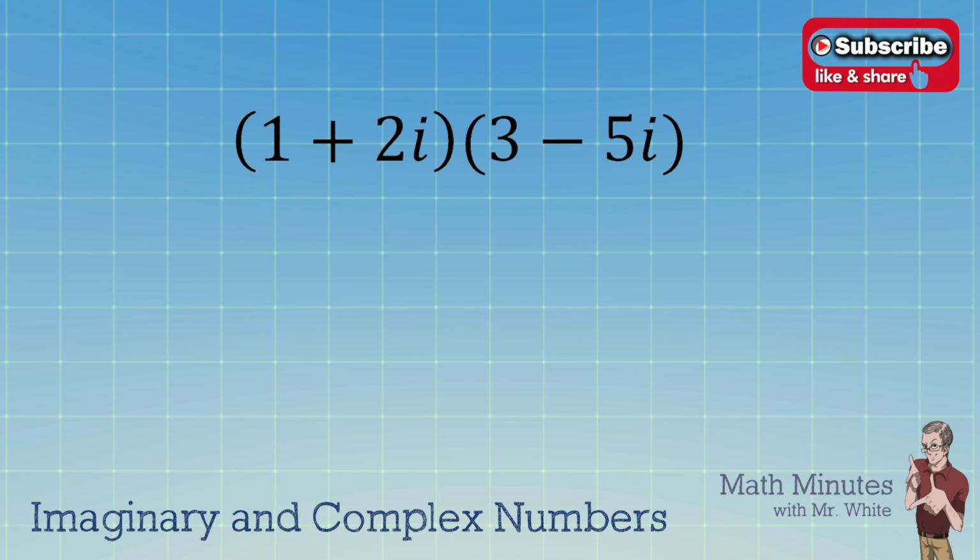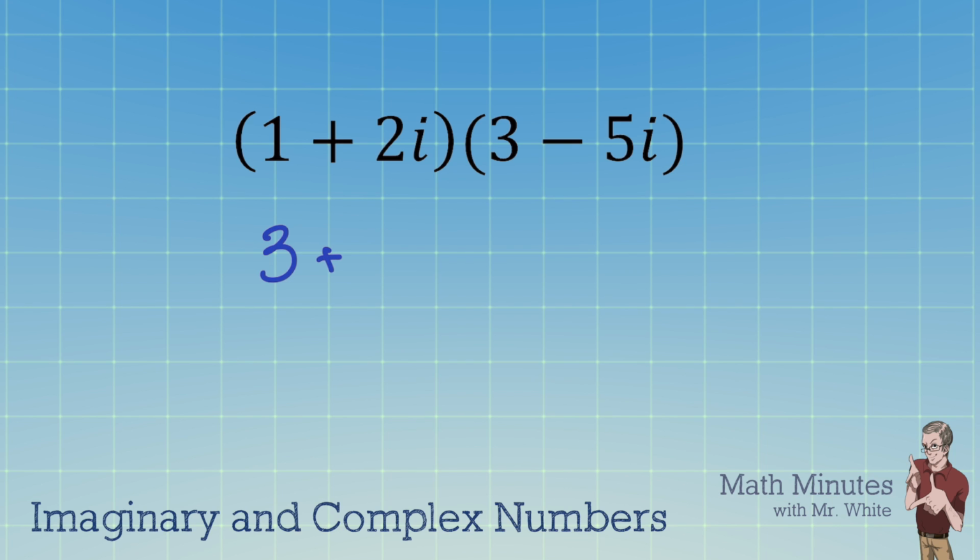Now, multiplying imaginary numbers, specifically complex numbers of the form a plus bi, is really kind of interesting. You did this sort of thing back in Algebra 1 when you learned how to FOIL or use the box method, but watch what interesting thing happens here. So when we do the FOIL pattern, we get 3, and then on the outside we get negative 5i, on the inside we get 6i, so that is plus 1i, and then minus 10i squared.